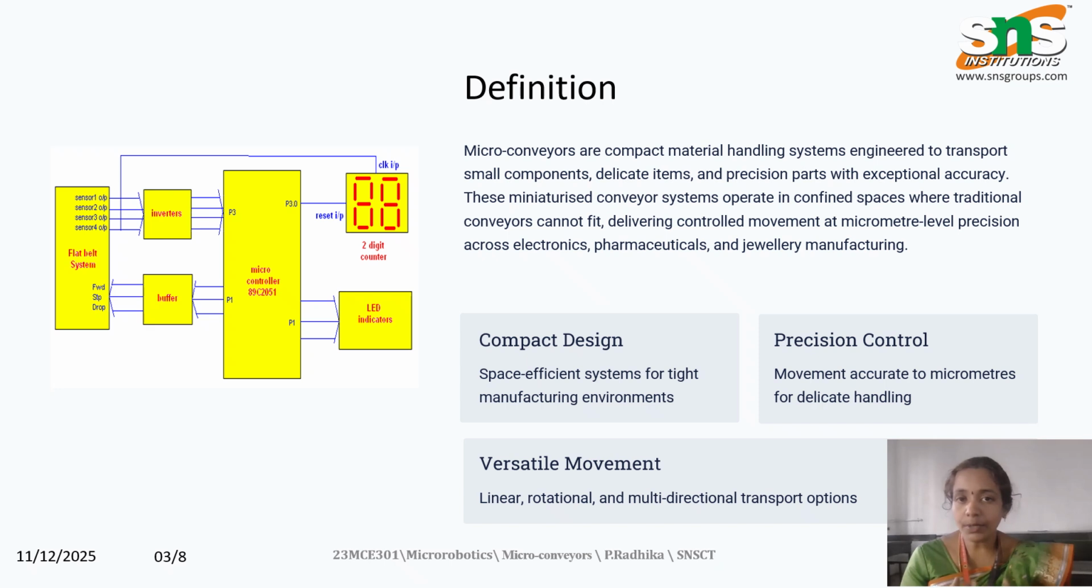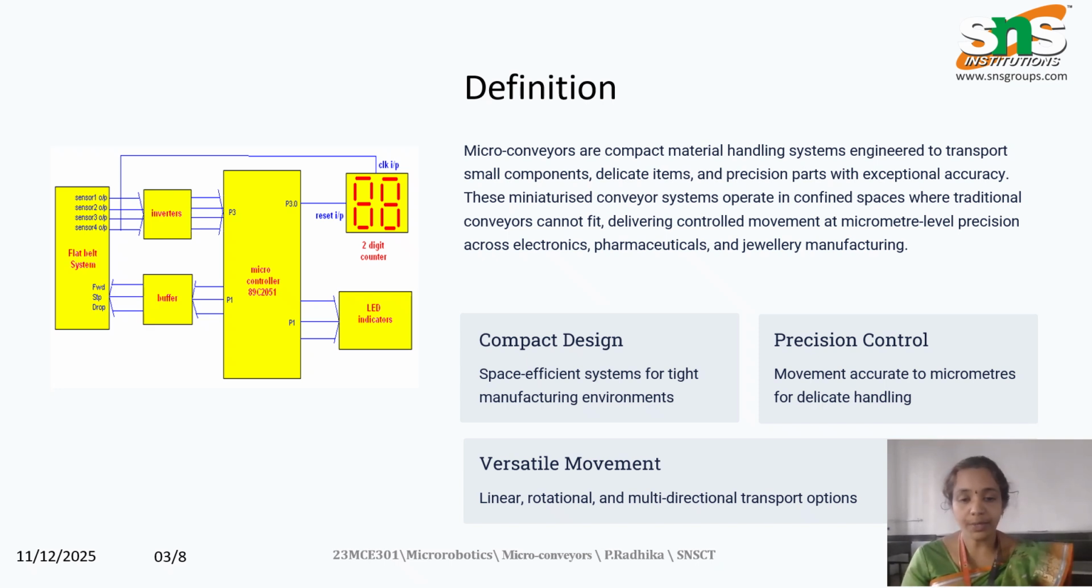Why we are going for this one is to increase the accuracy, to match up with the micro robot. It will be good in precision and good in accuracy. It could be used in the electronics field. It could be used in the pharmaceutical field. It could be used in jewelry manufacturing. So these are the several applications where these types of micro conveyors could be used.